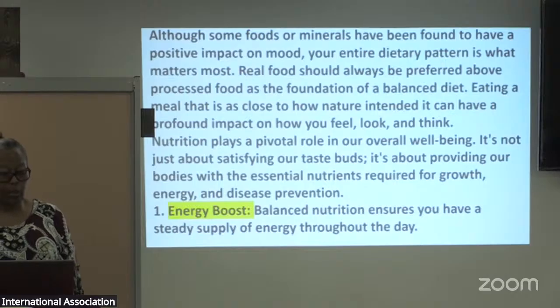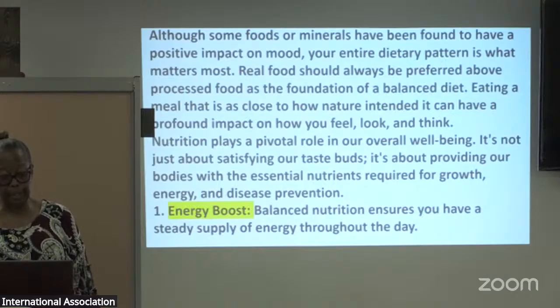Nutrition plays a pivotal role in our overall well-being. It's not just about satisfying our taste buds. It's about providing our bodies with the essential nutrients required for growth, energy, and disease prevention.